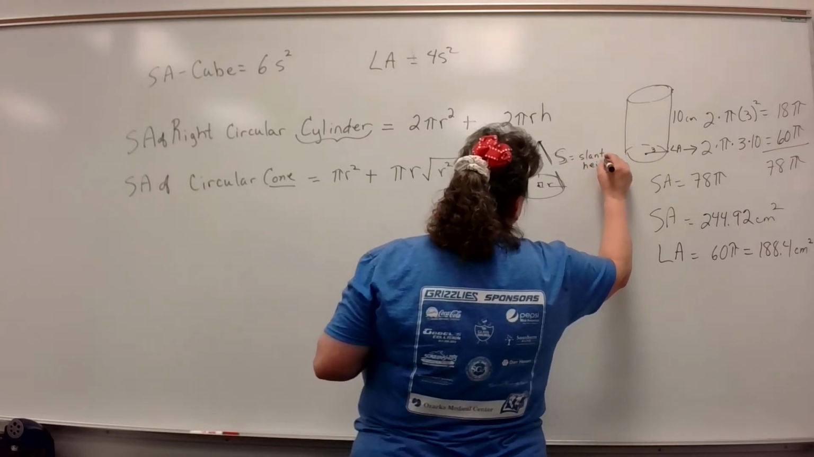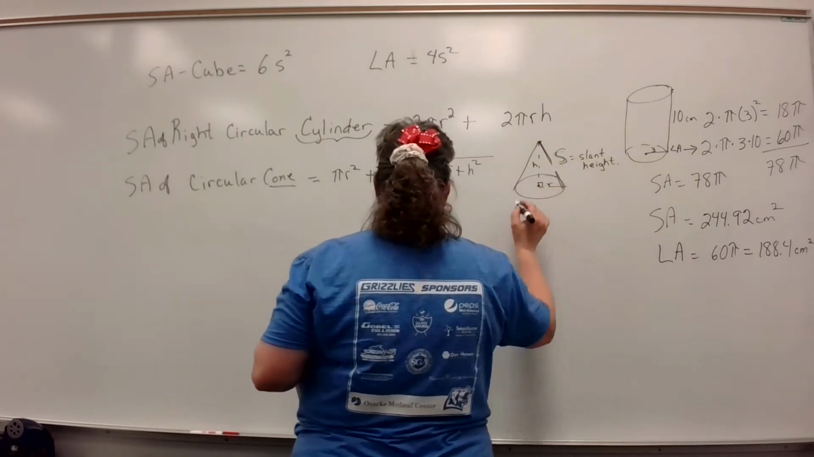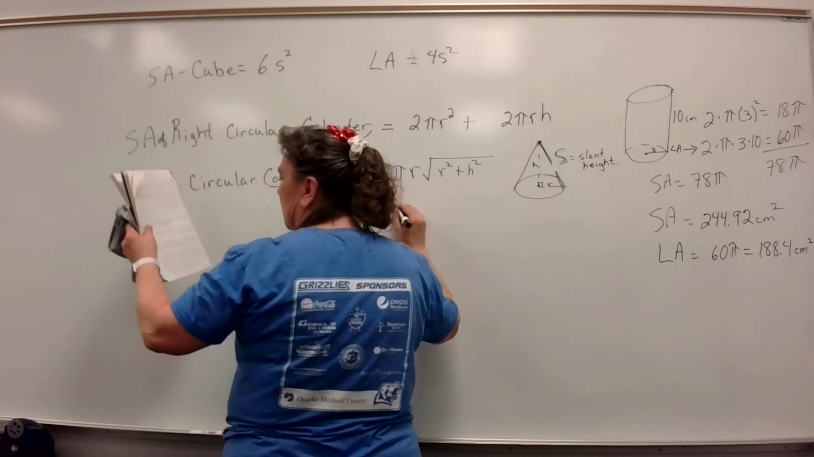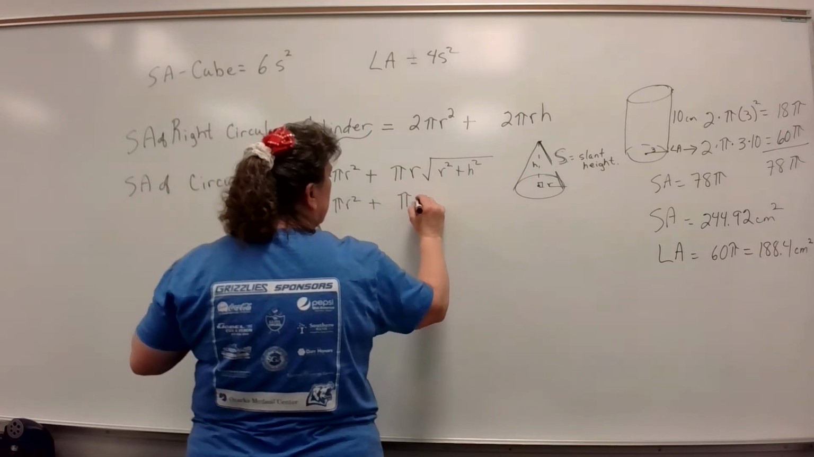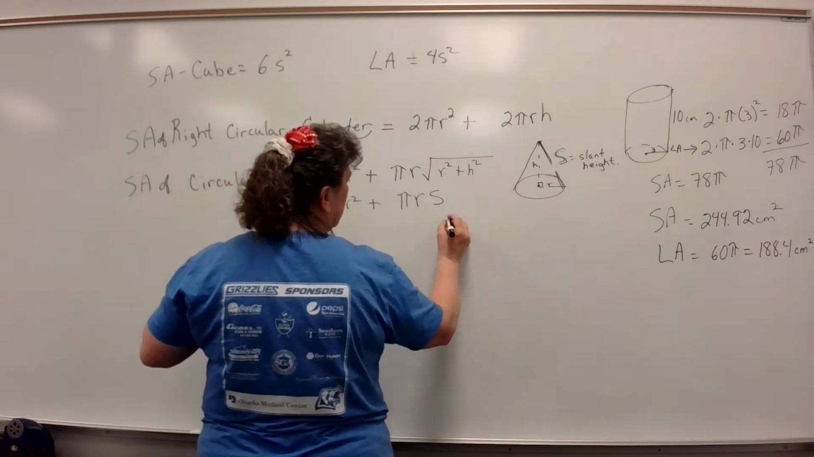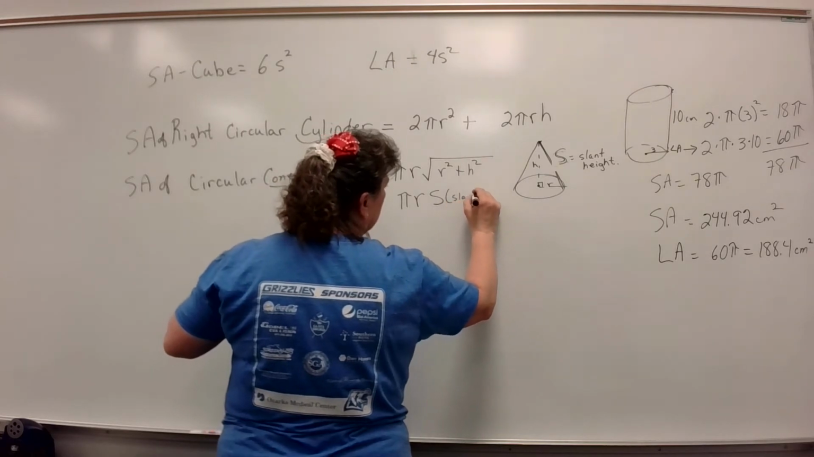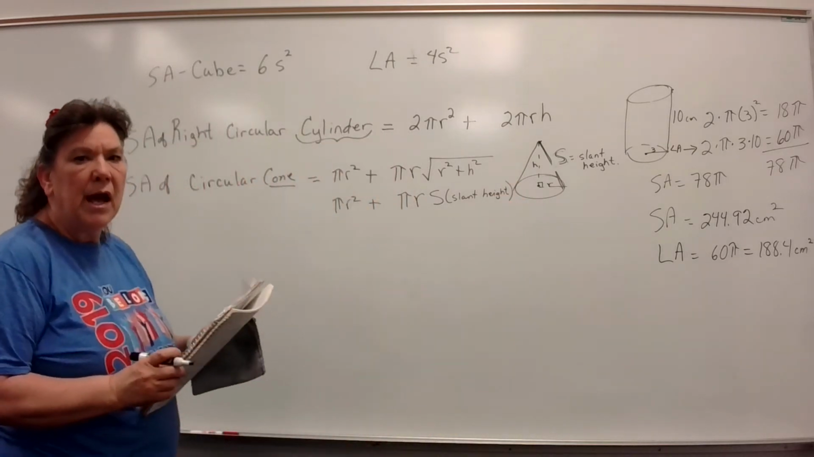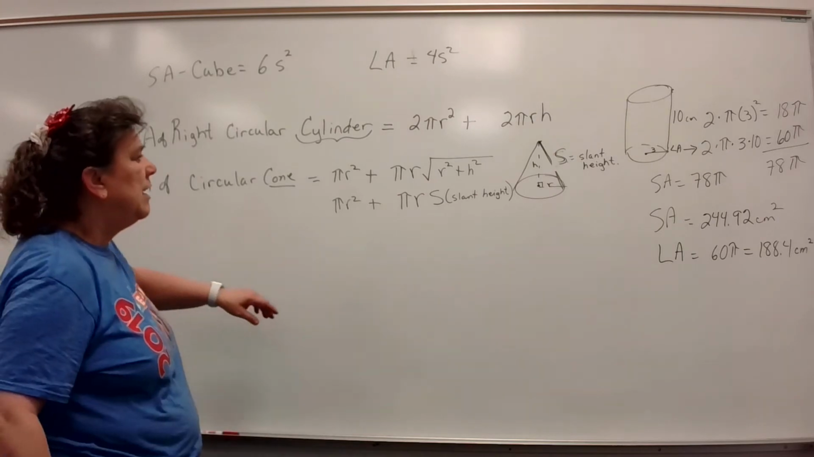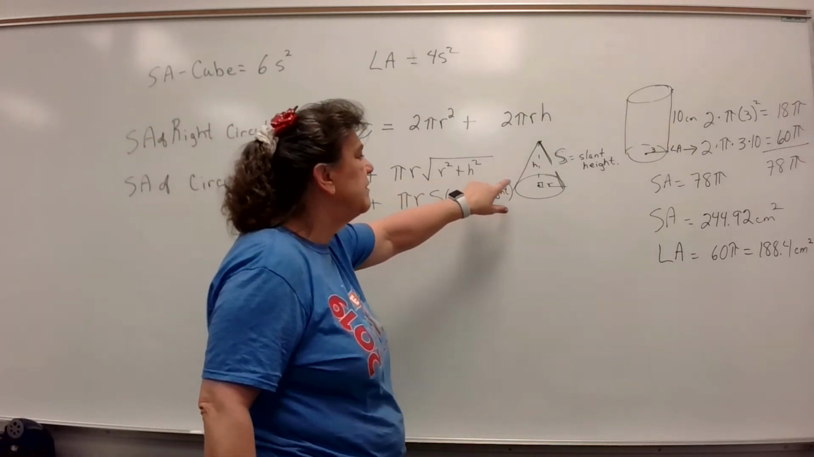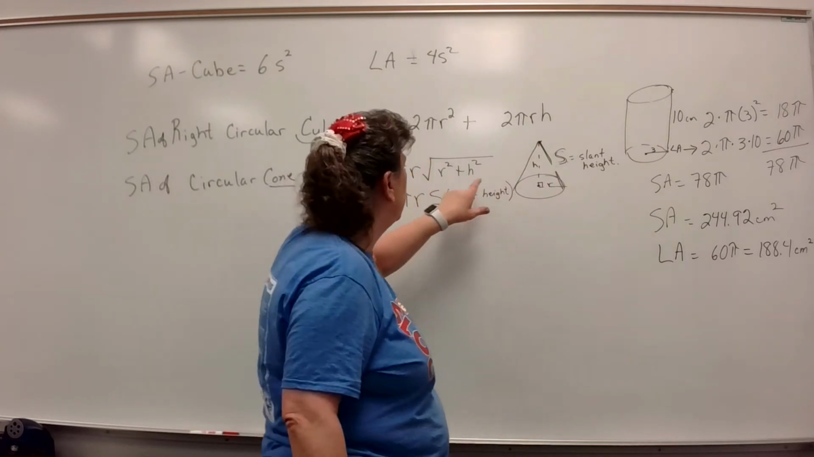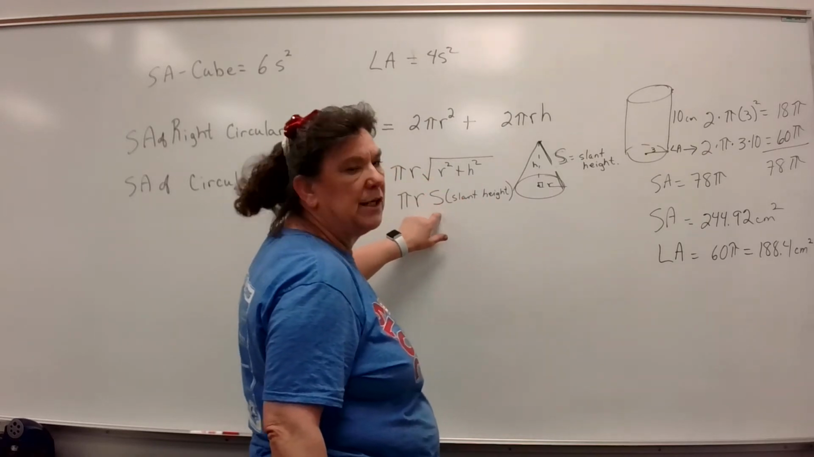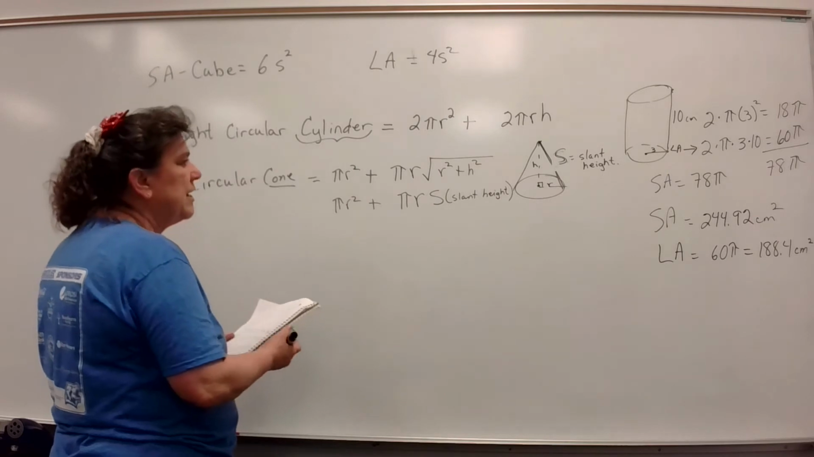Okay? If you know your slant height, you don't need that. Instead, your circle doesn't change, but this does. If you know your slant height, it's the pi times the radius times that capital S. And this is slant height. Okay? So it depends upon what you're given by the problem as to which formula you will use. If you know the radius and the height of the cone, but you don't know the slant height, you have to use this one. If you know the slant height, then you don't need to do that. You only need to do this one. So there's a difference. So let's do one of those.